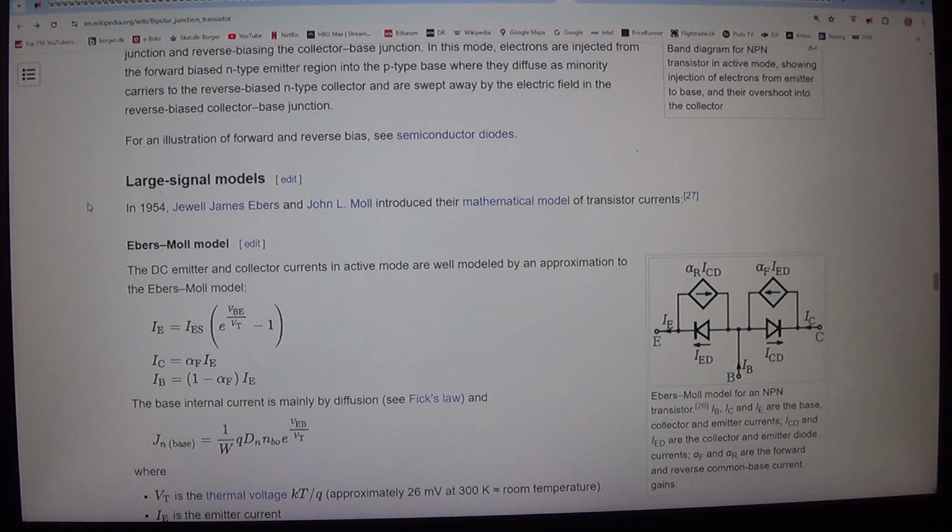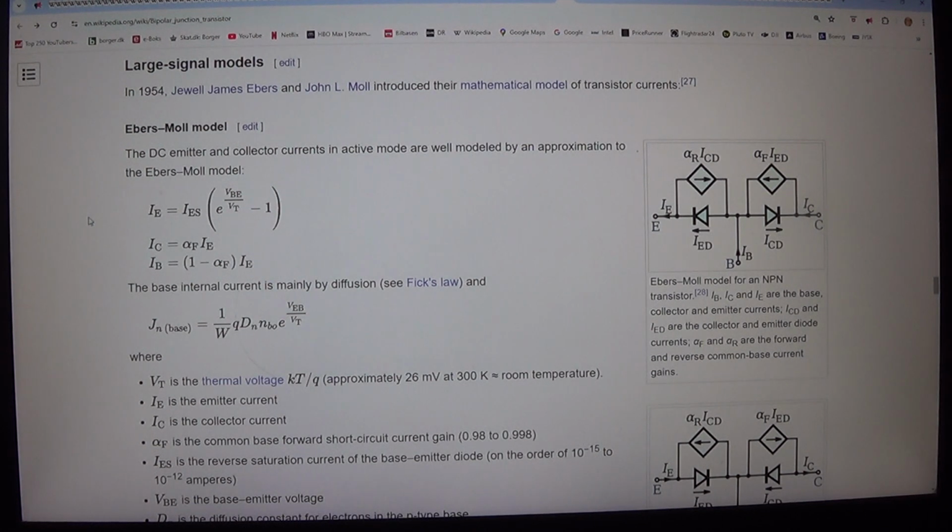A mathematical model of transistor currents. Ebers-Moll model. The DC emitter and collector currents in active mode are well modeled by an approximation to the Ebers-Moll model. 3 lines. Line 1, I_E equals I_S times (e raised to the fraction with numerator V_B and denominator V_T, minus 1).